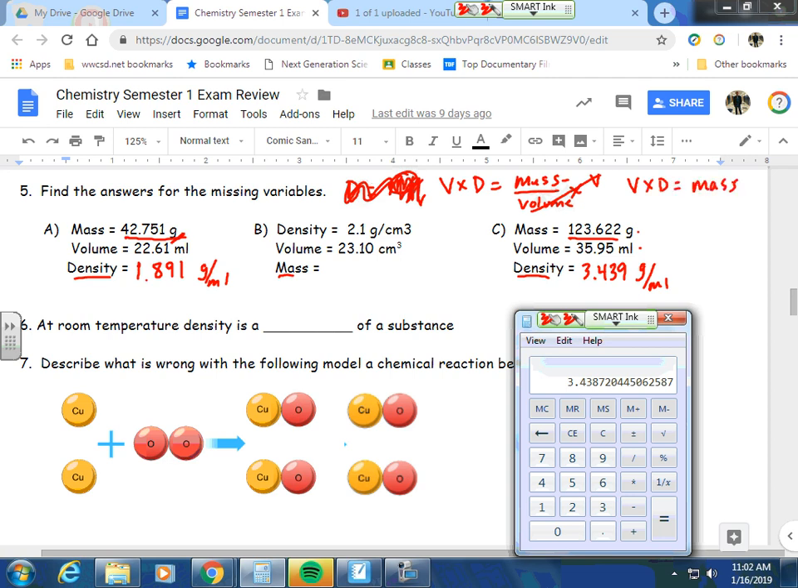So now that I know that, I can just put those numbers in the equation. The volume's 23.1, and the density is 2.1, so I'm just multiplying those two numbers together. 48.51 is my answer. And what happens during that equation is I've got centimeters cubed on top and on bottom, so those units end up getting canceled out, and the only units I would end up with are grams, which is what I need for mass. All right? Okay, and then we've got number 6 here.